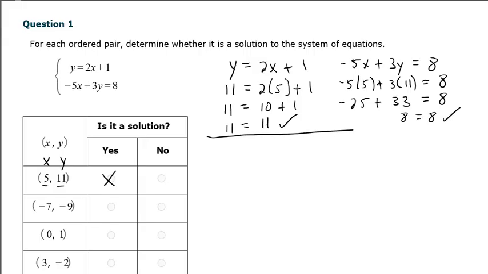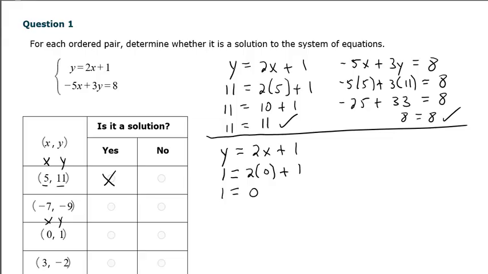Let's look at one more. Let's look at the ordered pair 0, 1. So x being 0 and y being 1. So again, we'll come to our first equation, y equals 2x plus 1, and substitute 0 for x and 1 for y. So that gives us 1 equals 2 times 0 plus 1. 2 times 0 is 0, and 0 plus 1 is 1. So this was a solution to the first equation.